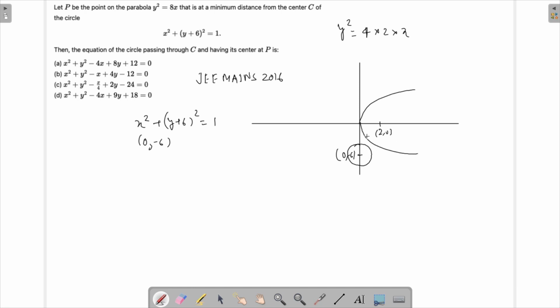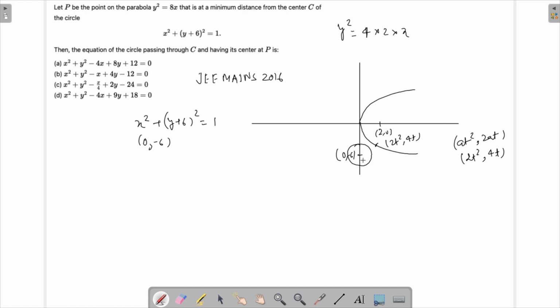Now we want to find a point on this parabola which is at a minimum distance from the center of this circle. We don't know where this point is, so we will assume this point in parametric form, which is (at square, 2at). Here my a is actually 2, so this point will be 2t square and 4t. So my point is (2t square, 4t).